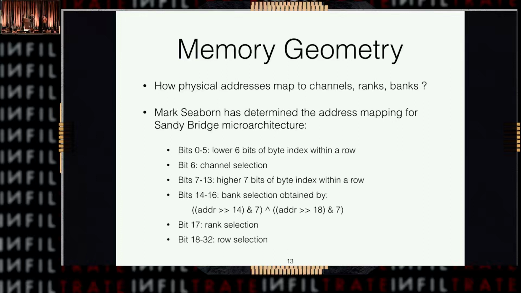So in this mapping, we have bits 0 to 5 that are the lower 6 bits of the byte index within a row. Then we have bit 6 to select the channel. Then we have bits 7 to 13 that are the higher 7 bits of the byte index within a row. Then we have bits 14 to 16 to get the number of the bank, but not exactly, because to get the number of the bank, we have to XOR bits 14 to 16 with the 3 LSB row bits, which means that we have to XOR bits 14 to 16 with bits 18 to 20. Then bit 17 selects the rank, and the rest of the bits select the row.